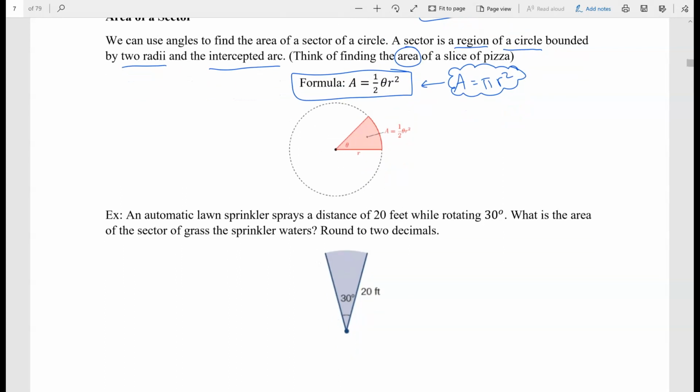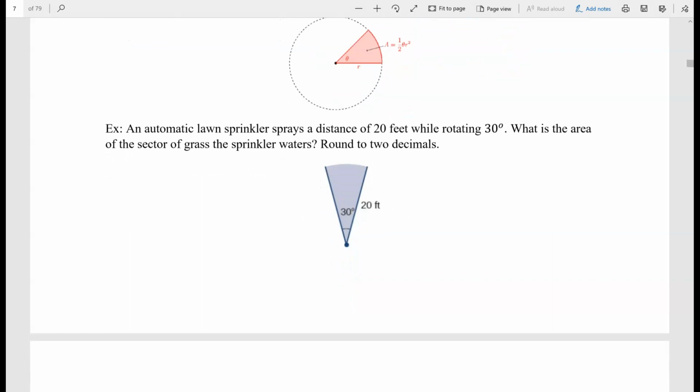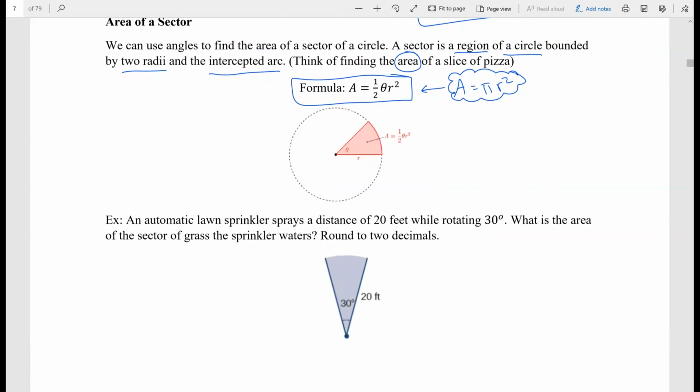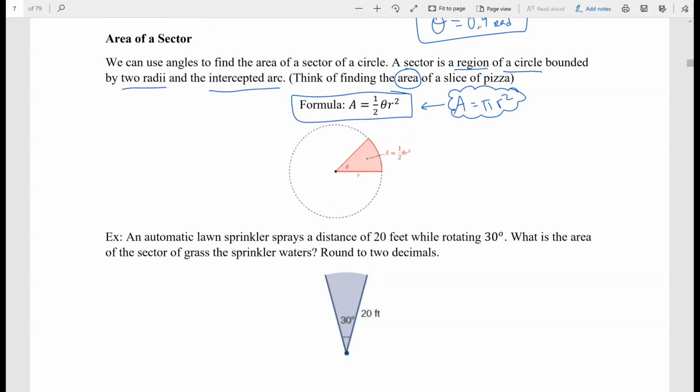So let's just do a couple of examples, just using this formula. An automatic lawn sprinkler sprays a distance of 20 feet while rotating 30 degrees. What is the area of the sector of grass the sprinkler waters? Round to 2 decimal places. One more thing: theta here should also be in radians, not in degrees. Just FYI.